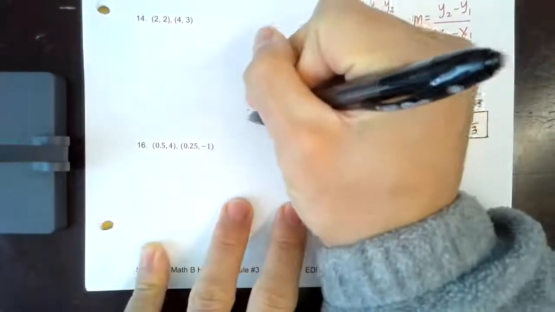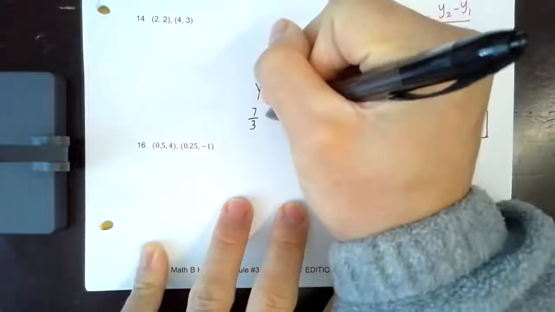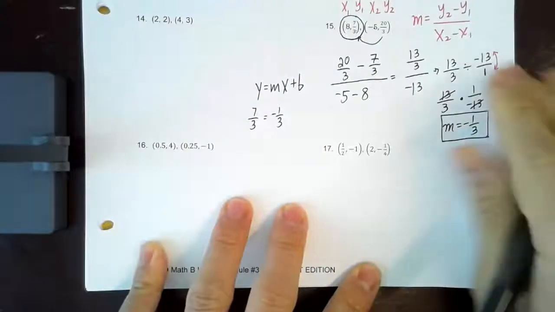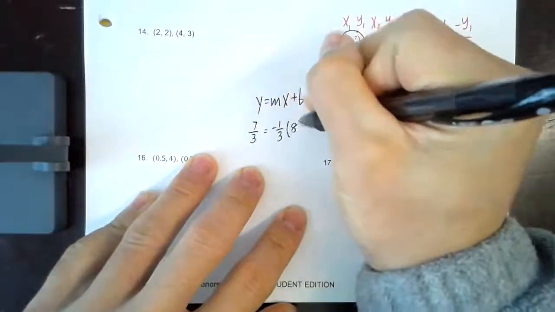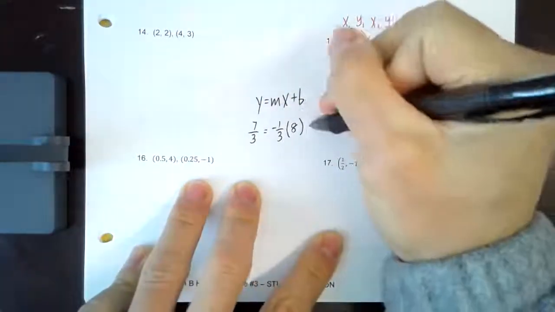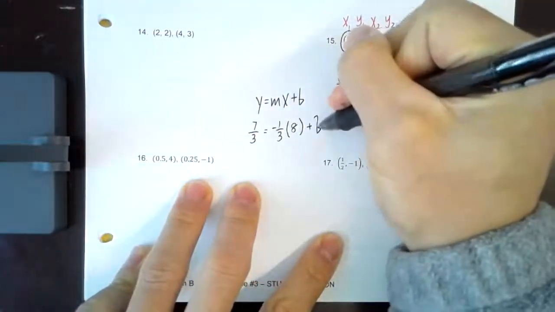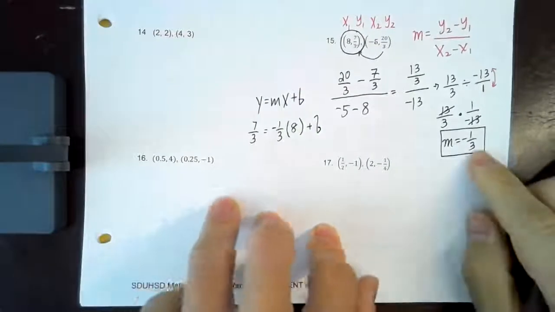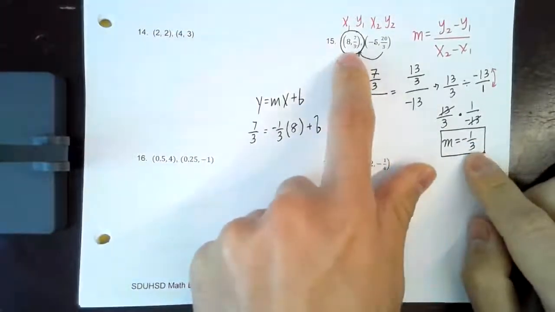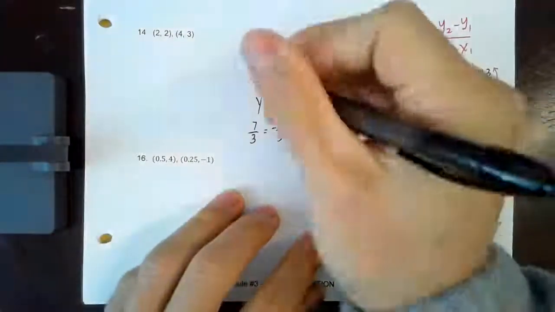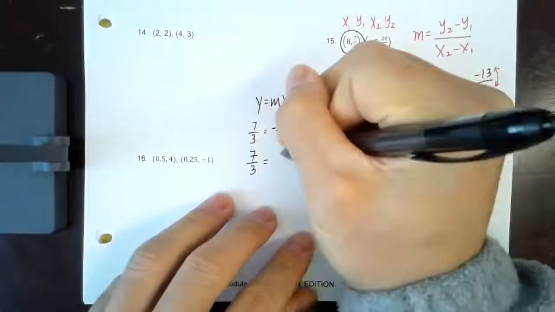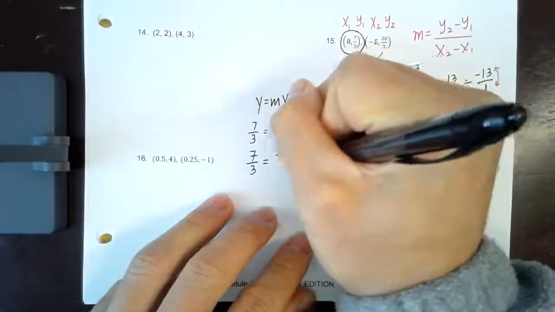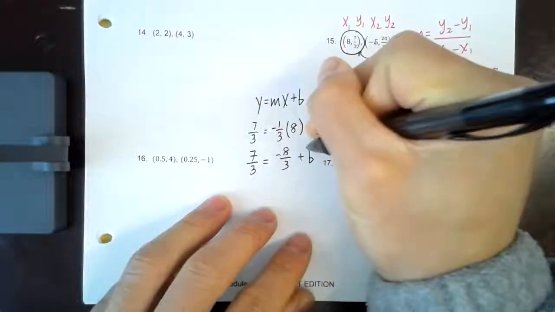Okay, so 7 thirds is the y. Negative 1/3 is my m value. My x value is 8. And then my b value is unknown. It's what we're solving for. Okay, I plugged in negative 1/3 and I plugged in this point, 8 comma 7 thirds. Okay, so 7 thirds is going to equal negative 8 thirds plus b.